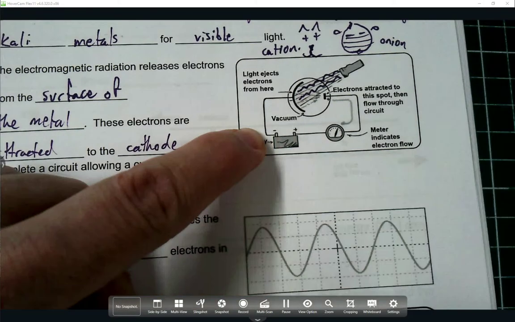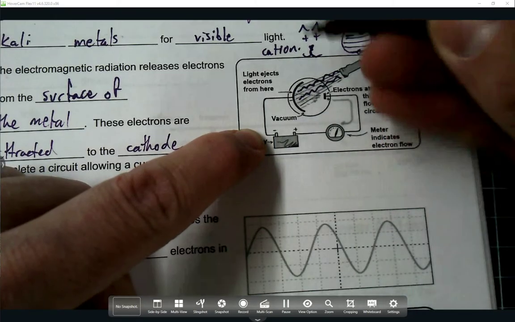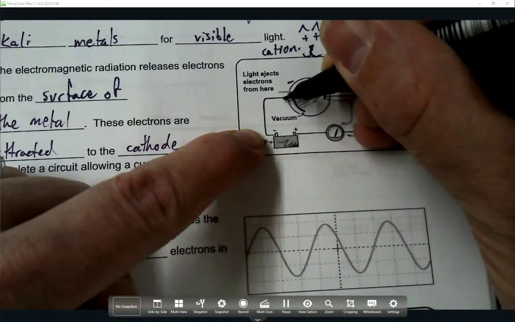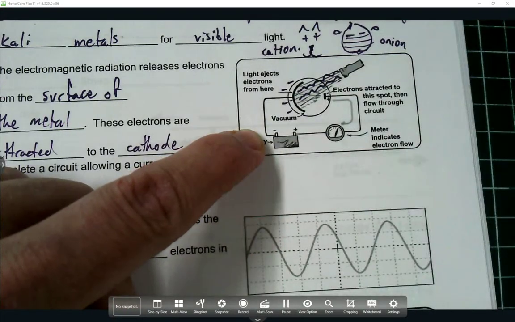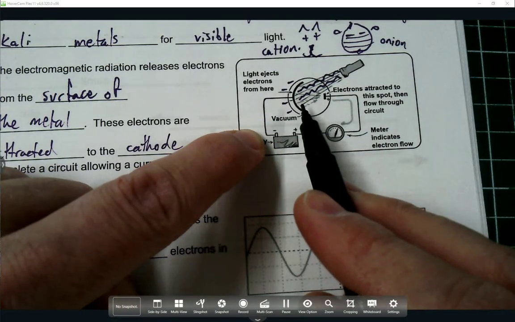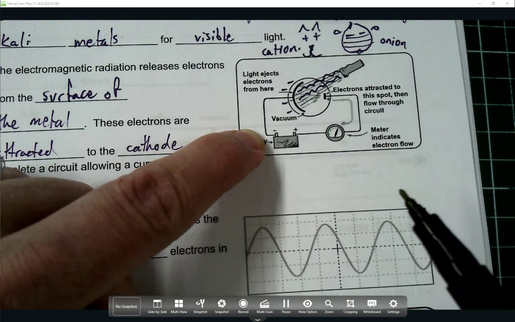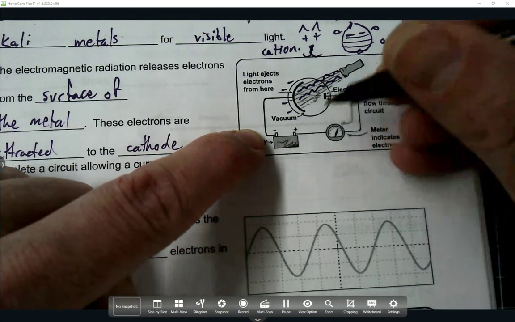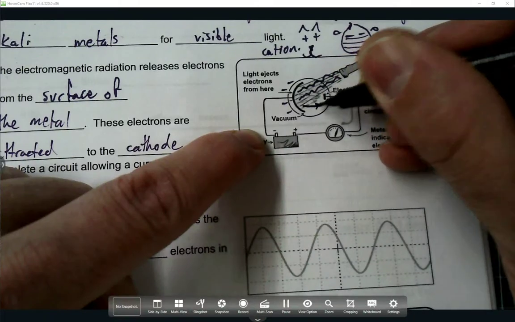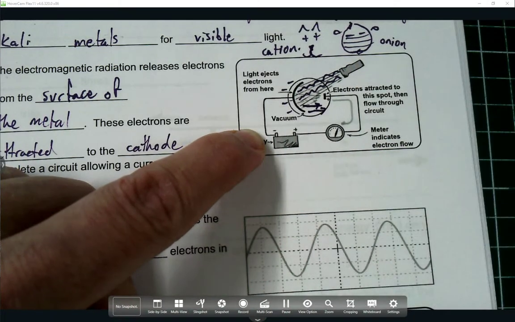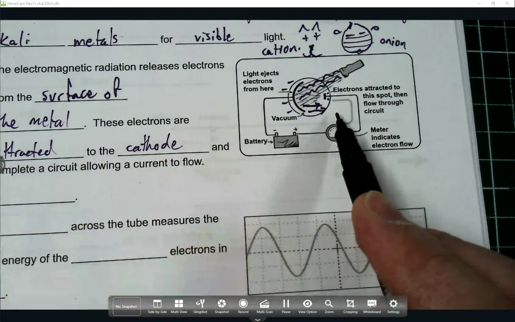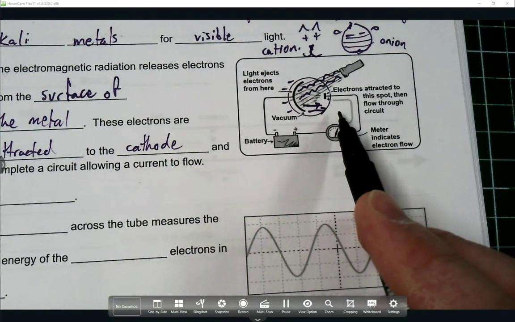The negative terminal is connected to this metal plate, which means that this metal plate has an excess of electrons on it. It's negatively charged. And so when I radiate that metal plate, I'm going to send energy at that plate. I'm going to knock electrons off of that plate. And then those electrons, zap, zap, are going to go across the gap from the negative anode to the positive cathode. All sound good? Negatives attract to positives.